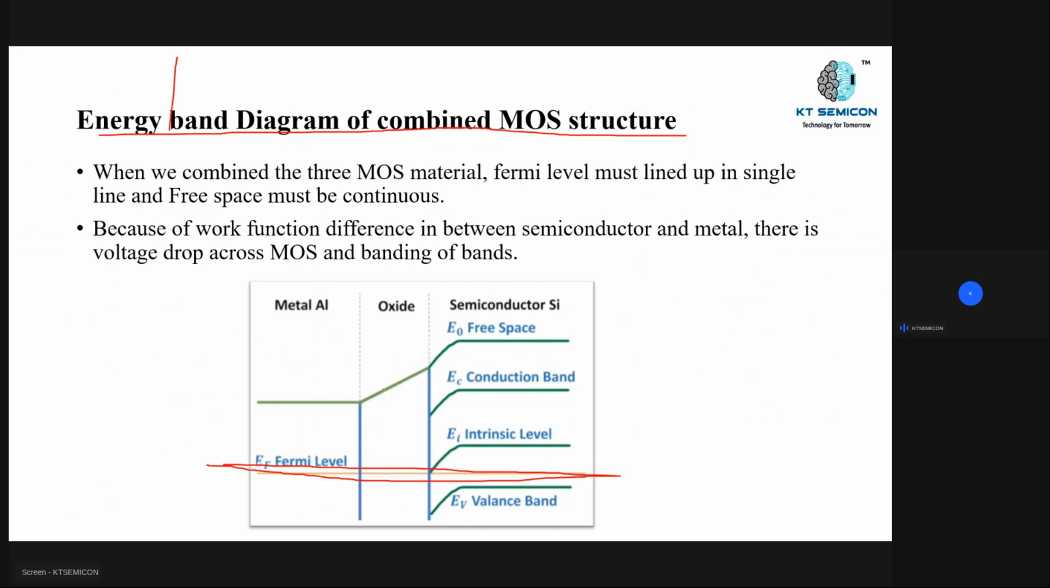And what is the main difference? The distance between them, which means band gap, right? So here this is the free space, and this is the conduction band, intrinsic level and valence band. Why this curve happened, I'll explain. Here we can observe one curve-like structure, right? Because we are selecting a P substrate, it comes into the picture. Because of the work function difference between semiconductor and metal, there is a voltage drop across the MOS and bending of bands. I'll explain why this bending is happening.